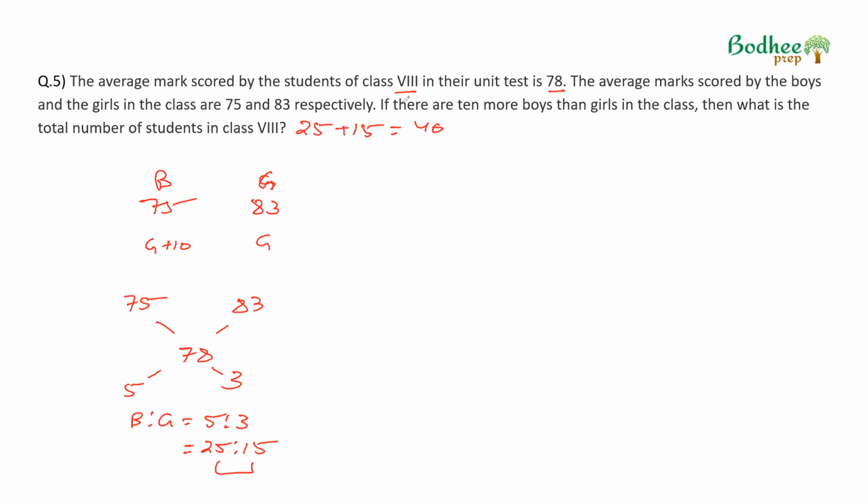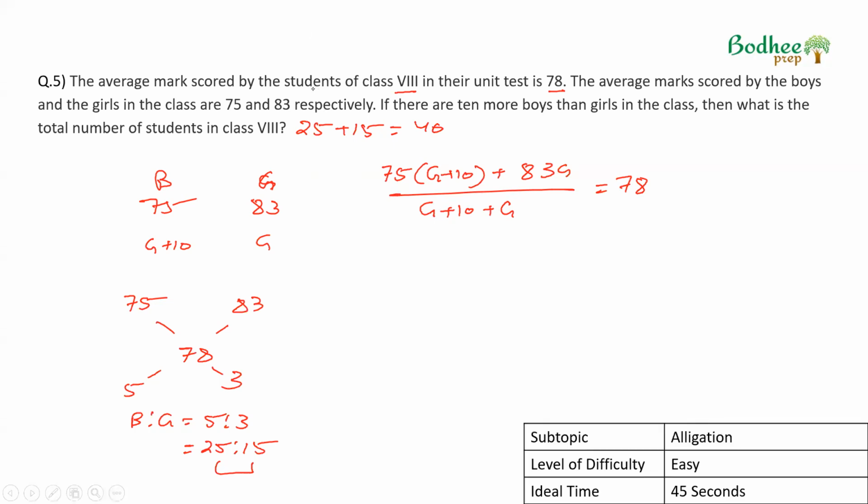Easy question. Just a simple application of allegation. Even if I'm not comfortable with allegation, I can always say let the number of girls be G. The number of boys is G plus 10. So we can say the total score for boys will be 75 into G plus 10. The total score for girls will be 83 G, upon the total number of students, G plus 10 plus G, which should be the average of the class. One equation in G, if we solve it, we will still get the same answer. Again, an easy question which, if done properly, should take about 45 to 60 seconds.